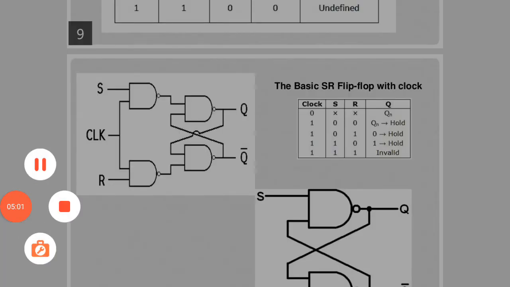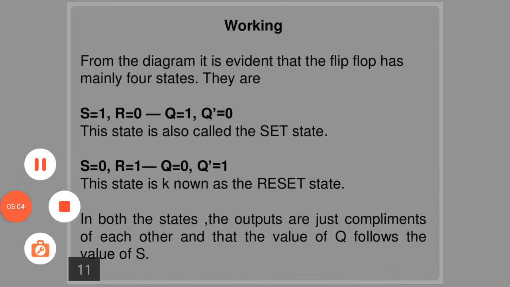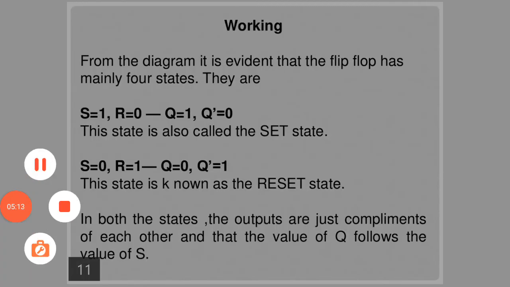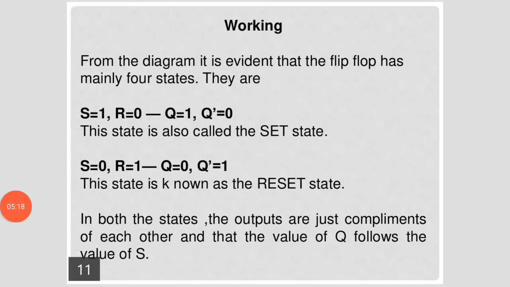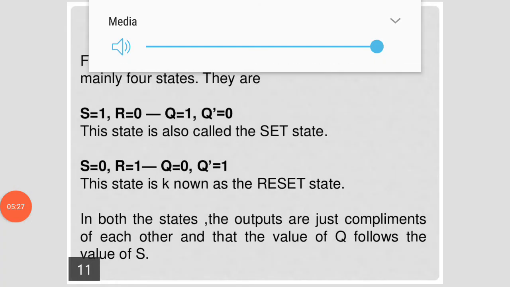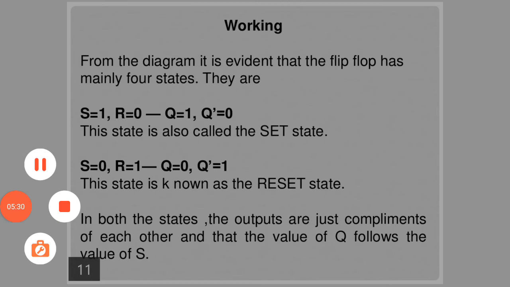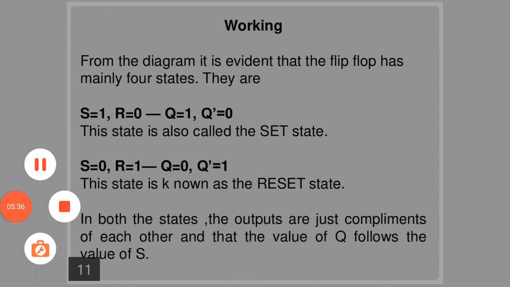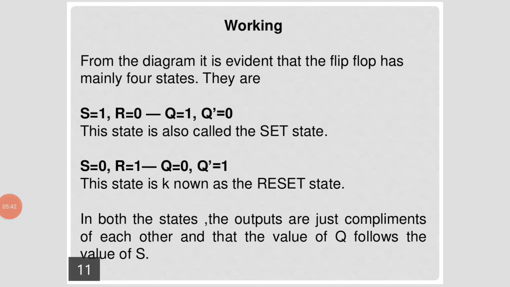From the diagram, it is evident that the flip-flop has mainly four states. They are: S is equal to 1, R is equal to 0, Q is equal to 1, Q bar is equal to 0. This state is called the set state. S is equal to 0, R is equal to 1, Q is equal to 0, Q bar is equal to 1. This state is known as the reset state. In both states, the outputs are just complements of each other, and the value of Q follows the value of S.